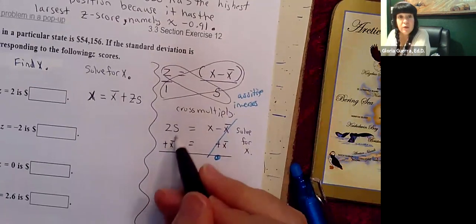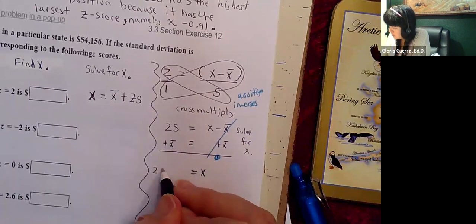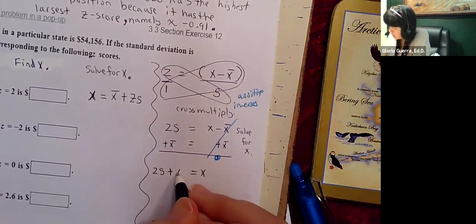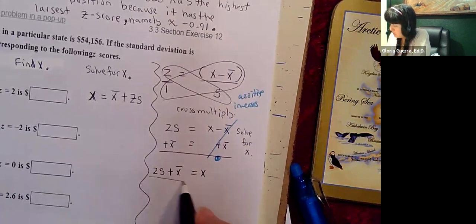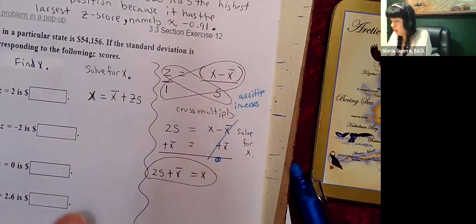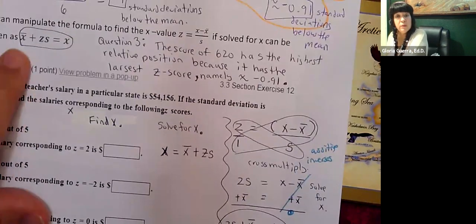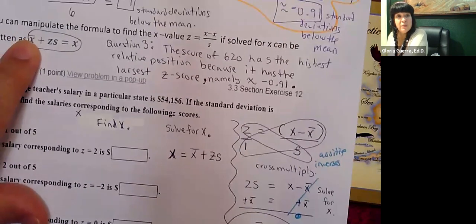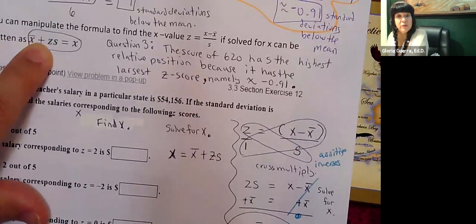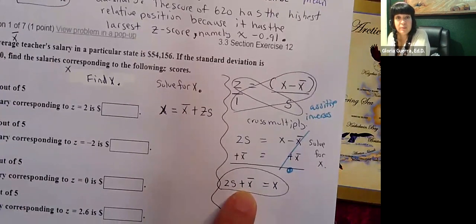So then this equals X. And then you have these, and these are unlike terms. This is Z times S plus X bar, the mean. And that's what X equals. And that's what we have over here. See right here, they just put the mean first. I put the mean second, but see, there's your mean plus Z times S. So that's the same. Okay.